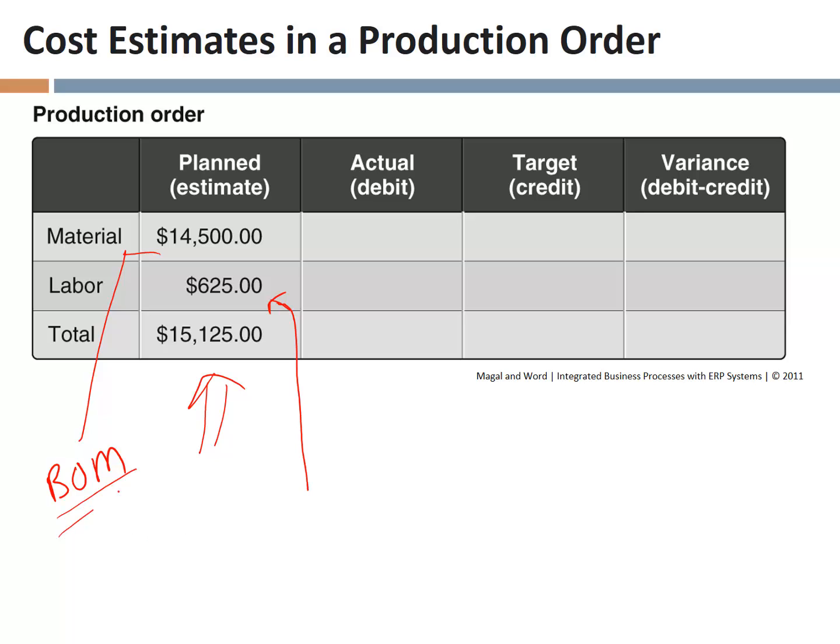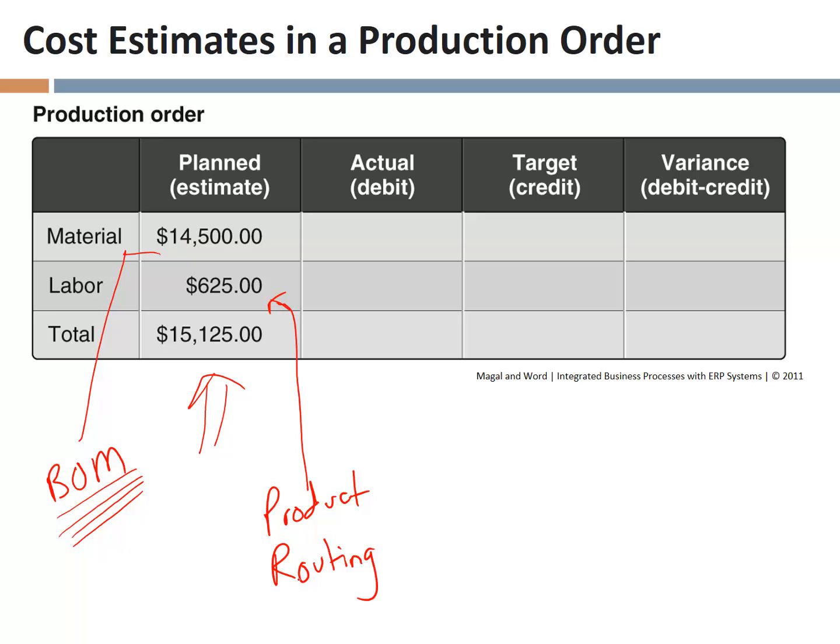What's the brother or sister to the bill of materials in production? What's that? I heard the product routing, okay? So the product routing tells us what steps we're going to do and how many people are going to be involved and how much time is involved. So it's going to use the bill of materials to calculate the material cost. It's going to use the product routing to calculate the labor.